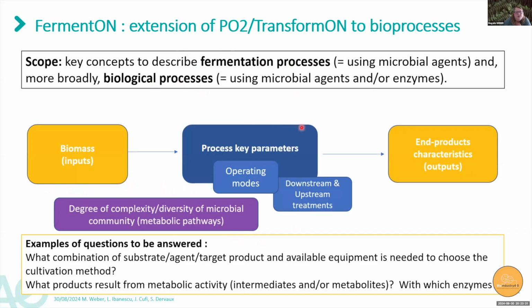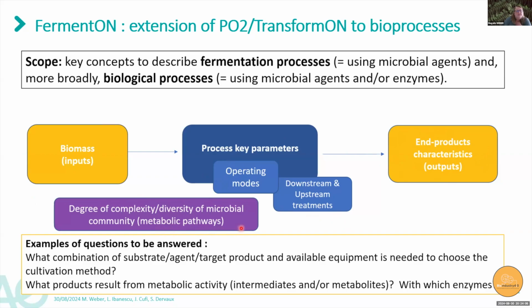And as you know, we have the biomass as inputs, then we have the process key parameters, namely the operating modes and downstream and upstream treatment as well, to obtain the end products, and we want functional end products. So we have some targeted characteristics as outputs. And what is novel here is that we have to deal with the degree of complexity and diversity of the microbial community, and especially regarding their metabolic pathways.